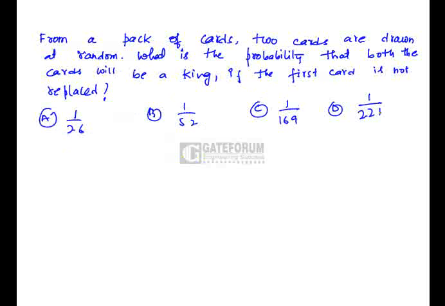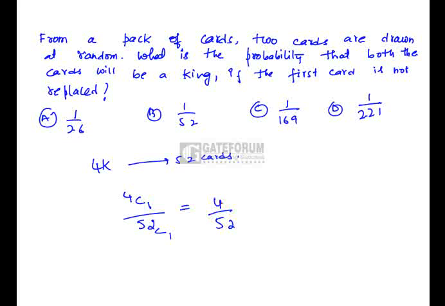It is given that from a pack of cards, 2 cards are drawn at random. Now we have to find the probability that both the cards will be king if the first card is not replaced. Now we know that there will be 4 kings out of 52 cards. So in the first pick, what is the probability out of total 52? We are taking 1 card, so 52C1. And what is the probability that it is a king? There are 4C1 chances, which is nothing but 4 by 52. This is in the first pick.